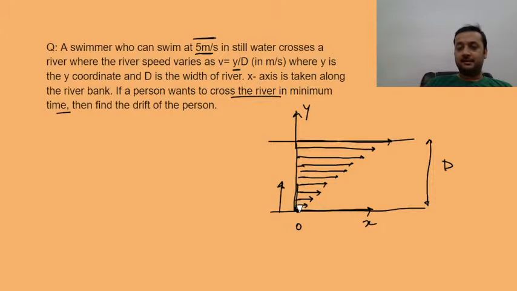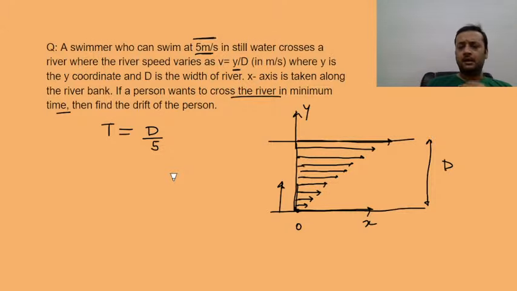So basically, if I ask you what will be the time to cross the river? The river will be crossed if the displacement along y-axis becomes d, and the river is not going to contribute by pushing along y-axis. River was simply pushing along x-axis. So whatever velocity the person has got along y-axis, the time will be simply d by 5. This is the time in which the river will be crossed.